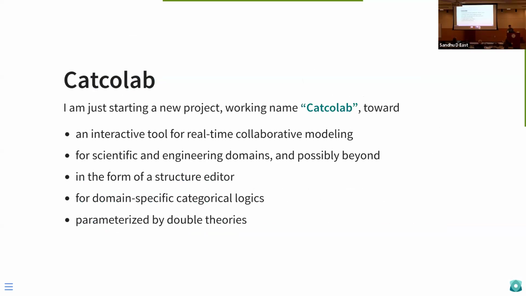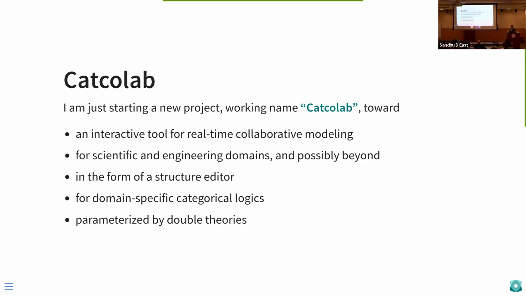Okay, so I'm almost done, which is good. I think we'll leave plenty of time for questions, and it's also been a long day. So in this last section I'm going to talk about what I'm just now starting to work on. The goal is to take some lessons from all the work that we did in CatLab and AlgebraicJulia, as well as to start to try to actually use this technology of double theories to do something.